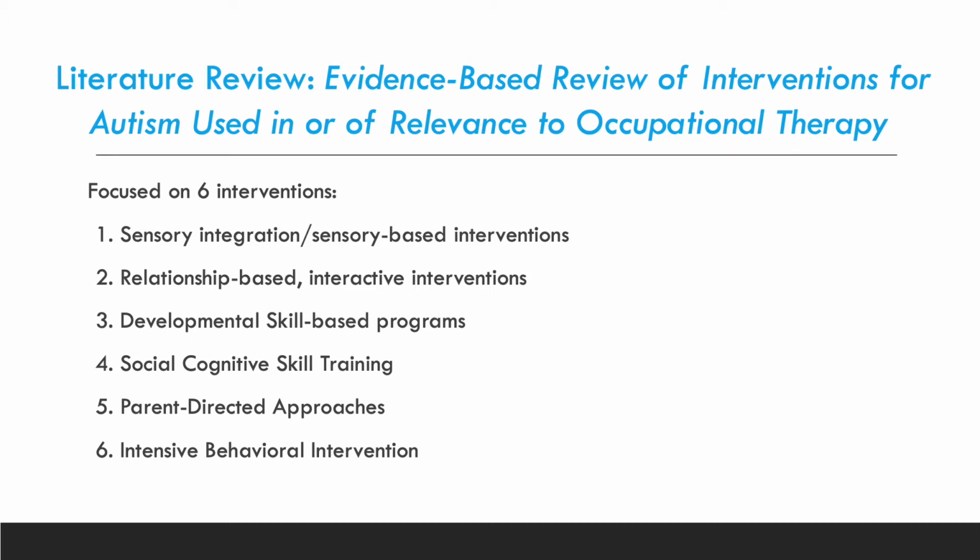The first article that was chosen for my literature review was Evidence-Based Review of Interventions for Autism Used in or of Relevance to Occupational Therapy. This article focused on 6 interventions. The first was sensory integration. The second was relationship-based or interactive interventions. The third was developmental skill-based programs. The fourth was social cognitive skill training. The fifth was parent-directed approaches. And the sixth was intensive behavioral interventions. On the following slides, I will be going in depth on each of these interventions.